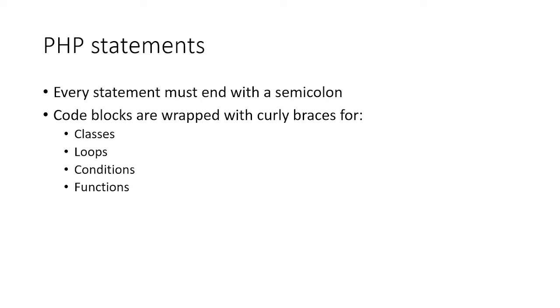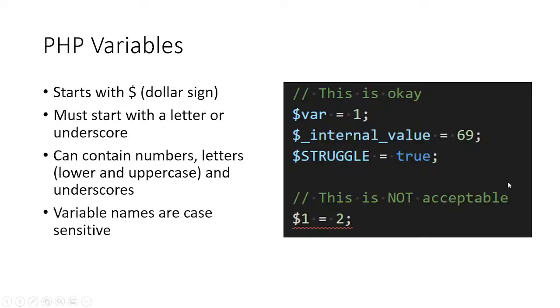Alright, so PHP statements, what I actually mean is the PHP code itself. Every statement must end with a semicolon. This is the case in most common programming languages like C, C++, and Java. Code blocks are wrapped in curly braces for things like classes, loops, conditions, and functions. We will talk a little bit about classes, loops, and conditions later on. Functions will be taught later when we deep dive deeper into PHP itself.